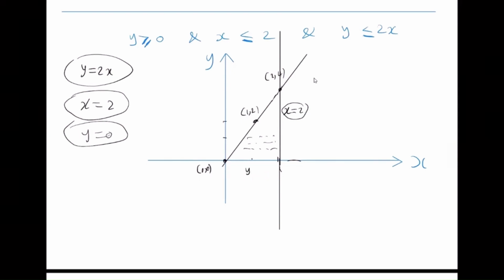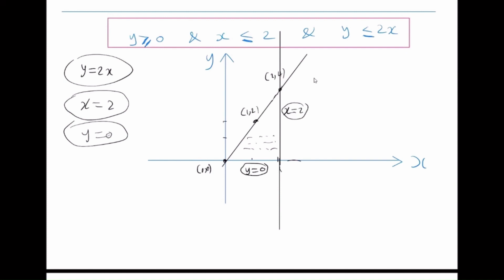Hassan? y equals 0 is the x-axis. x equals 0 is the y-axis. I don't need it. So let's combine all of these conditions together, Hassan. What we need is to solve all of these inequalities together. What is inequalities? We need to satisfy all of them at the same time.